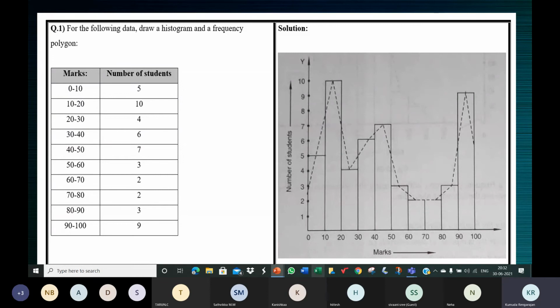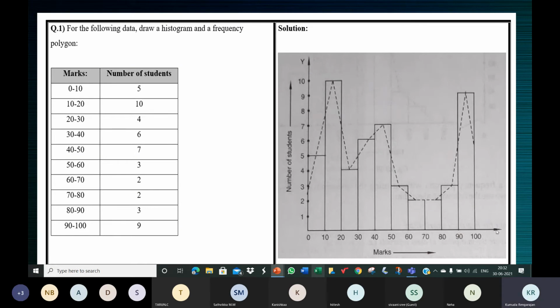Yes, ma'am. Okay. Now, what is the midpoint? Which will be the midpoint of the class interval 100 to 110 on the x-axis, right? See here, 100 to 110. That line in the middle. Mark that. Mark a point there.